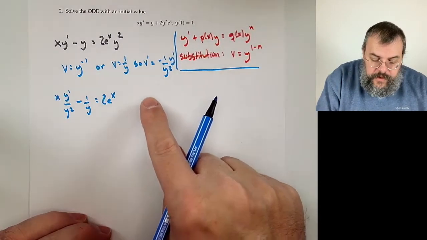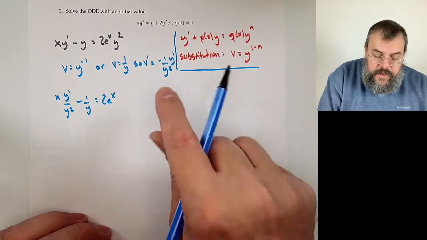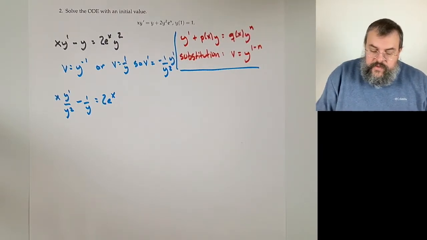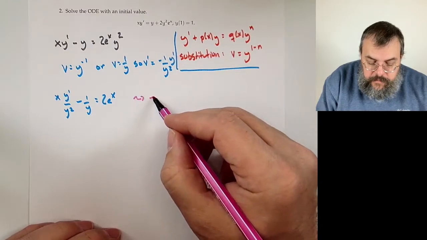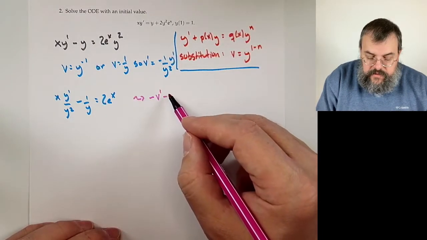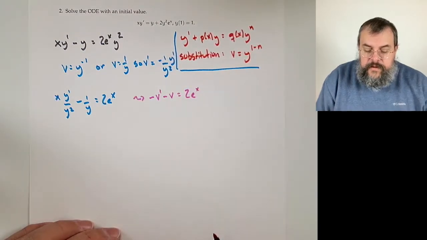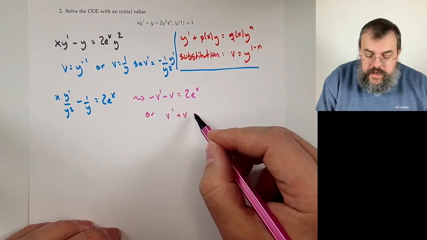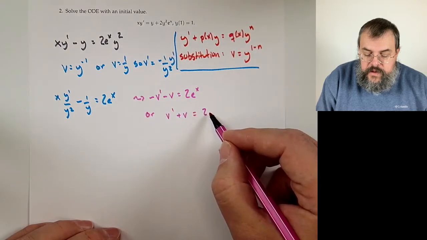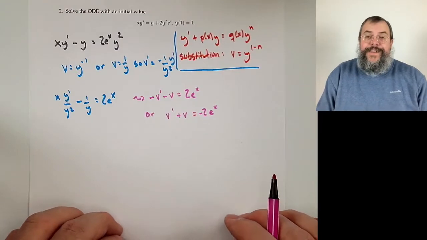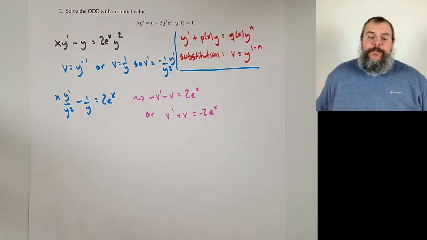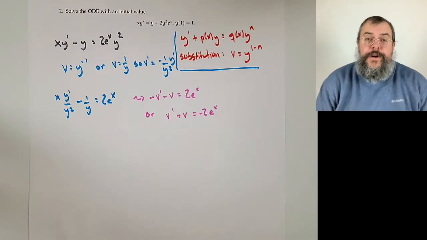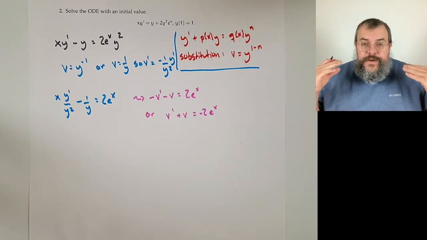Okay, so what do we come up with? Well, y prime over y squared is going to become minus v prime. That's not so bad. We can handle that. And so we get minus v prime here, minus v equals 2 e to the x, or we can say this is v prime plus v equals 2 e to the x with a minus in front. Okay, great. And now we're in linear first order. So we put on our linear first order hat.